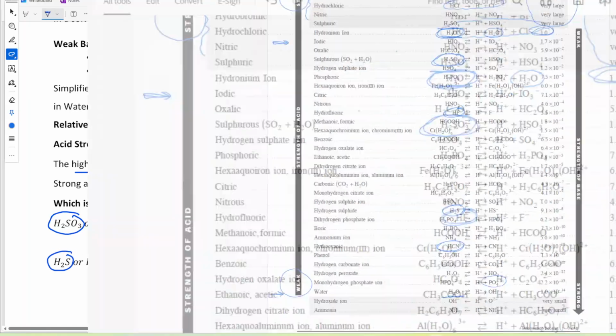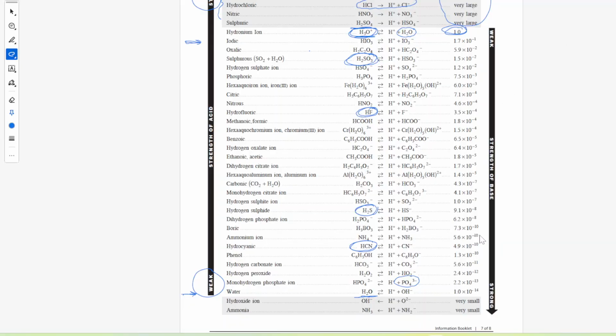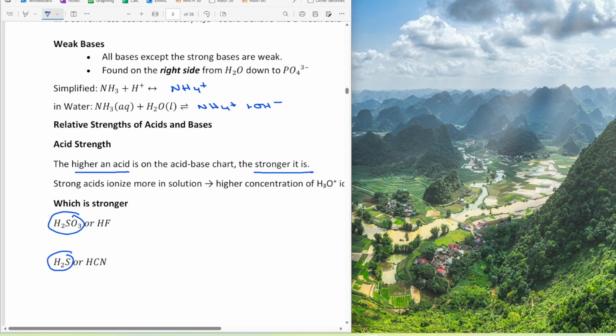Now, if you're wondering why, you can start looking at the right-hand side at the Ka value. You'll notice that the Ka value for H2S is larger than the Ka for the HCN, and that's because there are more ions that dissociate in solution. Okay, so that's the behind the scenes, but all I really need you to be able to do is just look at its height on the chart for now.